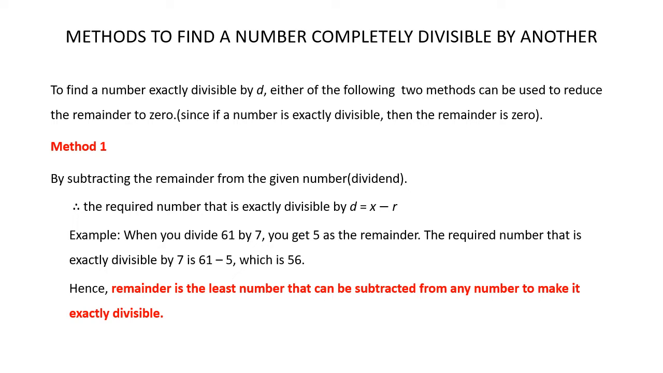This is a very important concept. To get a number that is exactly divisible by d, you have to subtract the remainder from the dividend or the given number. Hence, remainder is the least number that can be subtracted from any number to make the number exactly divisible. Remainder is the least number that can be subtracted from any number to make it exactly divisible.